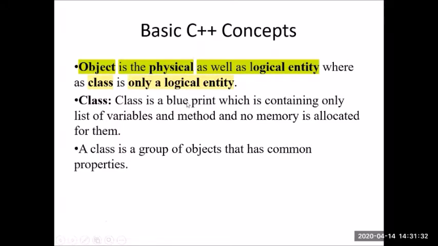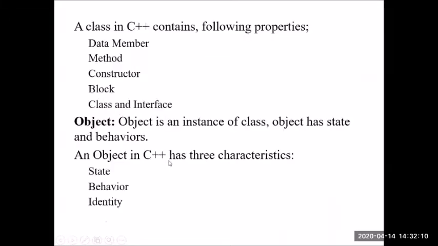I'll brush up in 2 or 3 slides the C++ concepts for those of you who don't know. Anyway, in C++, we have classes and objects. Object is a physical as well as a logical entity, whereas class is only a logical entity. So it doesn't exist physically. Class is a blueprint which contains only a list of variables and methods. And remember, no memory is allocated for a class, but for objects, memory is allocated.